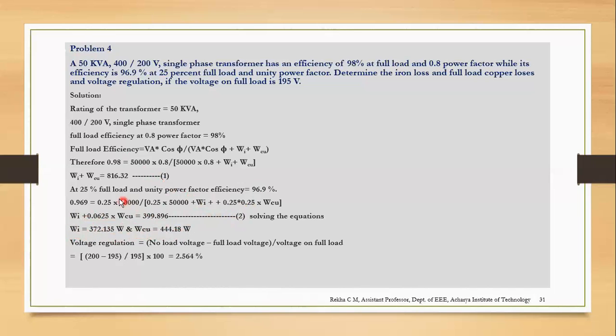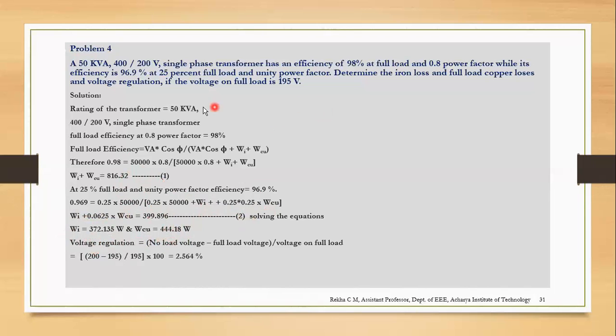Since we have taken VA value, we have written the iron loss and copper loss in terms of watts, not in kilowatts. If we take kVA, then you need to represent Wi and WCU in kilowatts. So we got the values. Finally, iron loss is this value and copper loss is this value.